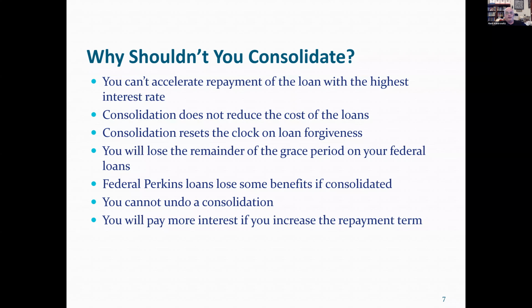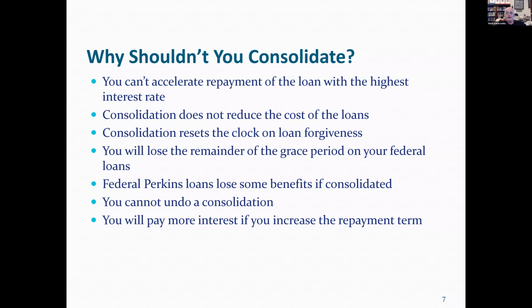And you might choose to increase the repayment term, even if you're not consciously doing it. Let's say you were in a 10-year repayment term before consolidation and they're sticking with a 10-year repayment term after you consolidate. Well, let's say that you were 3 years into that 10-year period. When you consolidate, you're going back to a full 10 years. So you are increasing the repayment term, even if you're not really intending to do that. And that means you're going to pay more interest over the life of the loan.